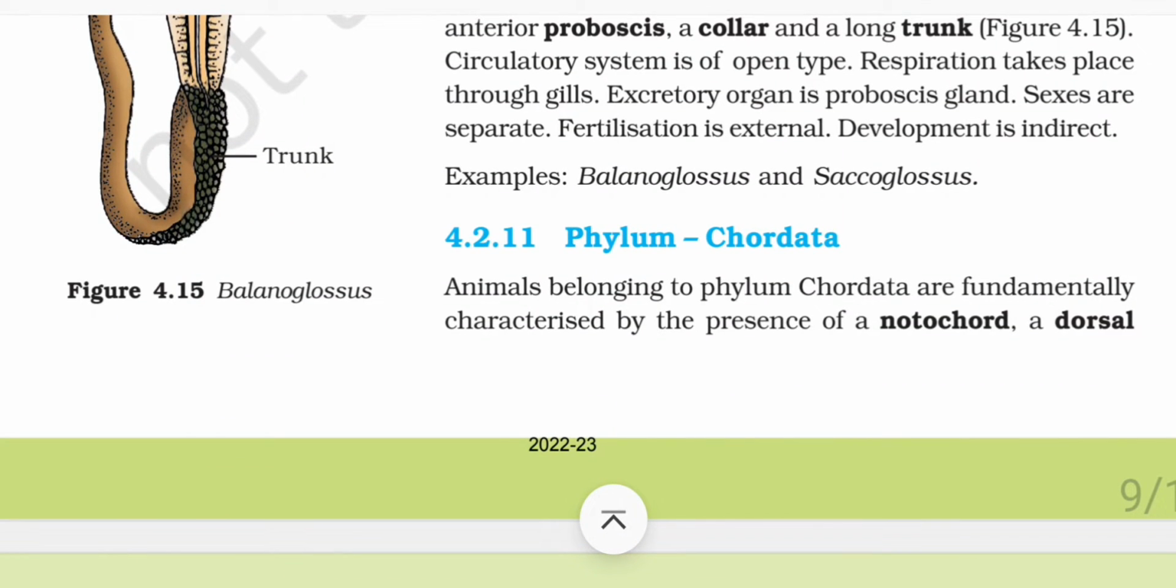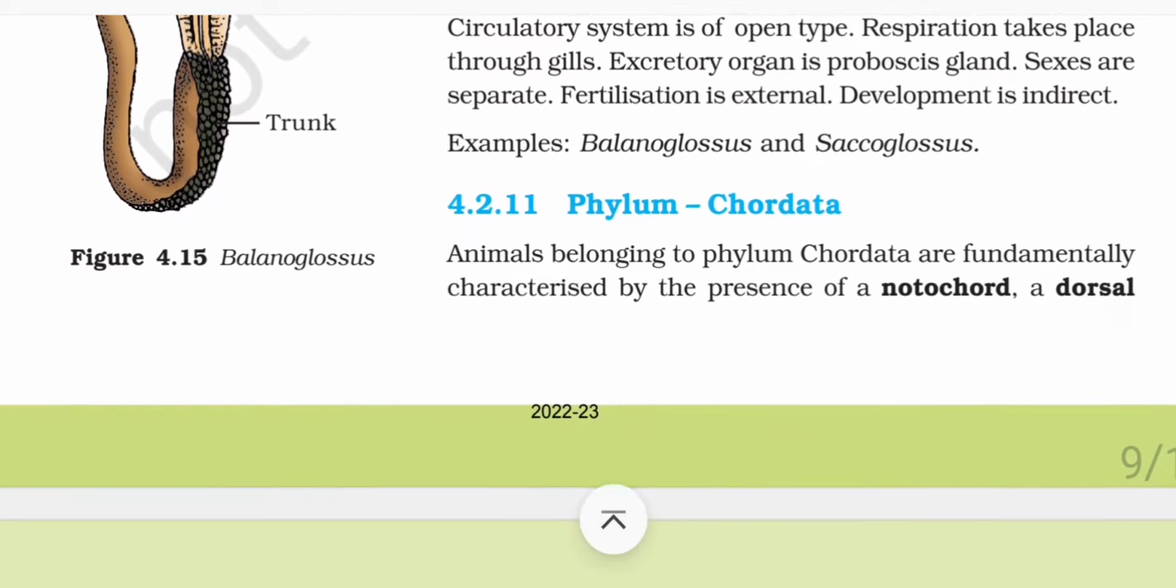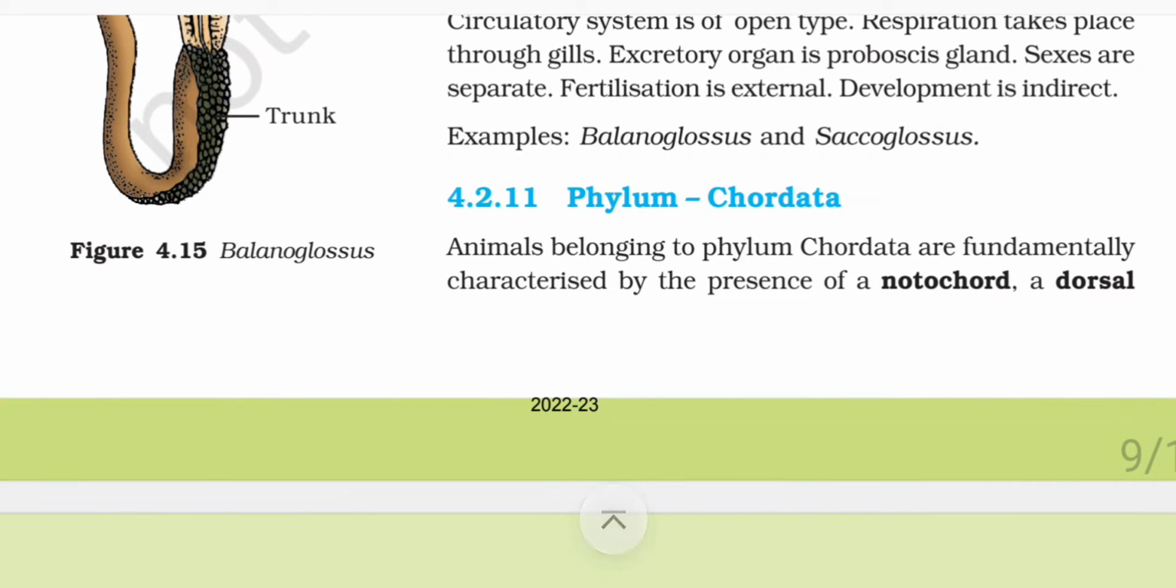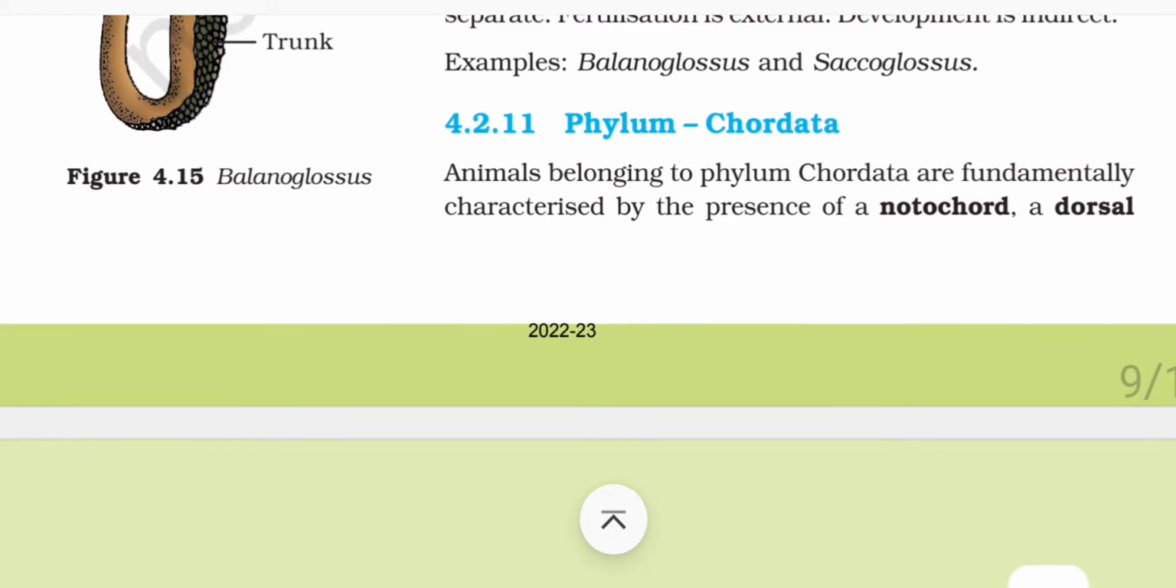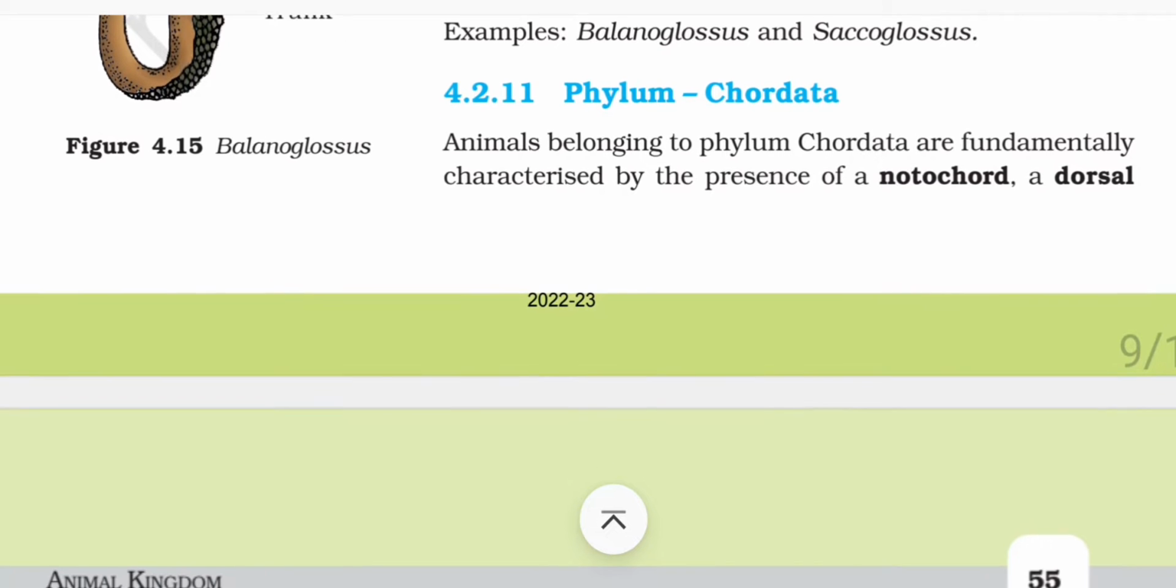Circulatory system is of open type. Respiration takes place through gills. Excretory system organ is proboscis gland. Sexes are separate. Fertilization is external, development is indirect. Example, Balanoglossus and Saccoglossus.